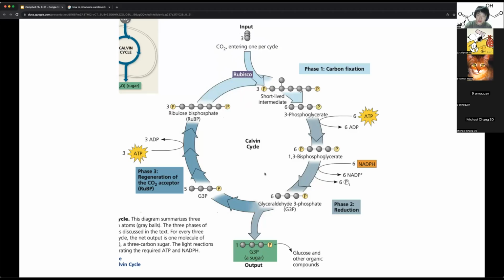So remember, a lot of the tests and stuff, they love playing with these numbers. They'd be like, oh, how many would you get with this many carbon dioxide molecules or this many G3P molecules? So you gotta remember the numbers, especially for the carbon dioxide, G3P, and how many carbons are in these things. Carbon dioxide, obviously 1 carbon, but G3P you have 3, etc.